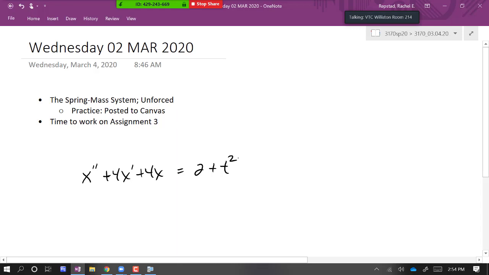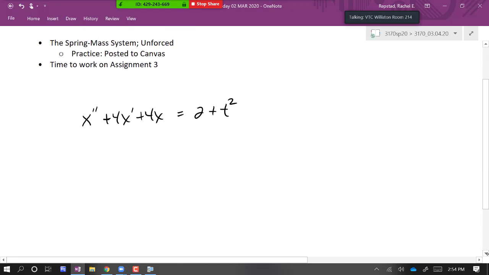So when we solve these, we always start with the homogeneous solution, right? So the characteristic equation for the homogeneous equation looks like this, right? r squared plus 4r plus 4. And what did you find for the characteristic roots? Oh, that's as far as I got on that one so far. Okay, so we want to solve this quadratic.